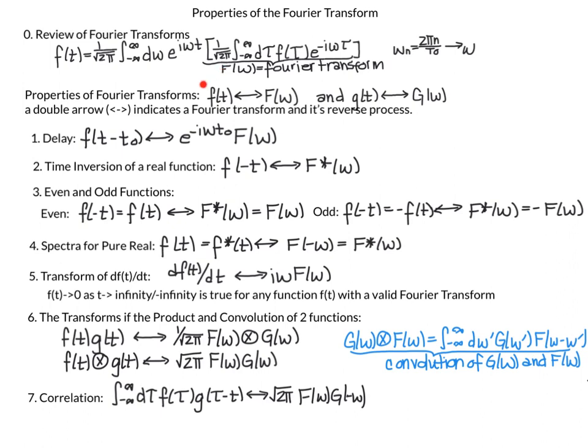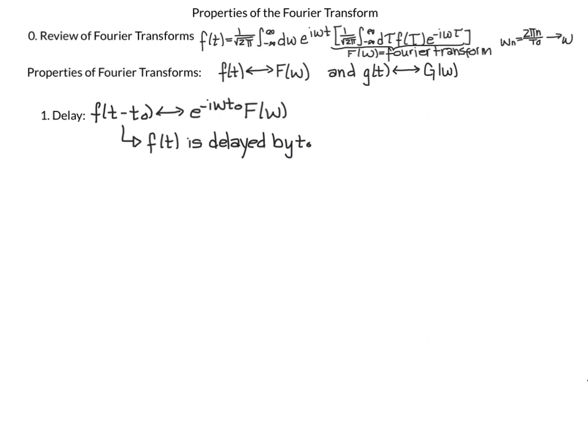And we're going to start with the idea that we have a function f of t whose Fourier transform is capital F of omega, and we have a function g of t whose Fourier transform is capital G of omega. So again, the double arrow indicates a Fourier transform and its reverse process. And we'll look at these 7 different variations on the Fourier transform. We will start with delay. The idea here is the properties of Fourier transform. We know the Fourier transform of f of t, and we know the Fourier transform of g of t, although in this case for delay, we don't care about g of t.